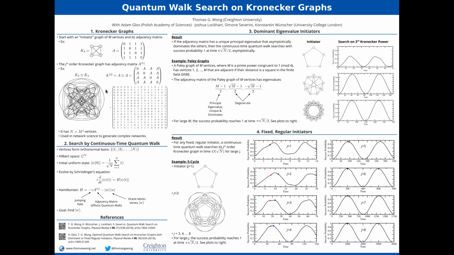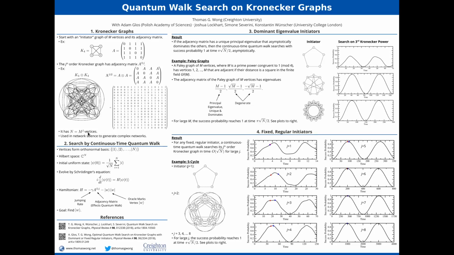So third order for this example would be 4 cubed. And we'll call that number of vertices n. So n is the number of vertices once you finish taking your Kronecker powers. And these Kronecker graphs are used a lot in network science to generate complex networks, and they use various tricks to do that, to generate graphs with real-world properties.